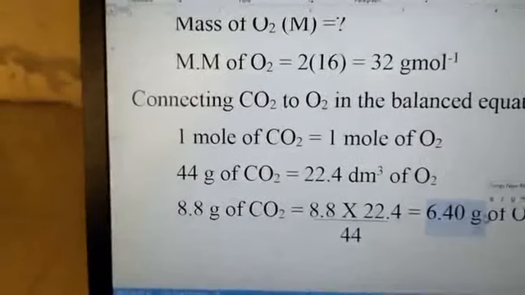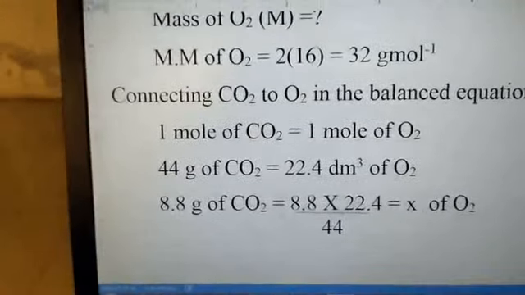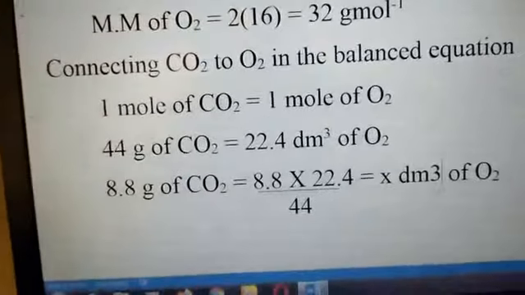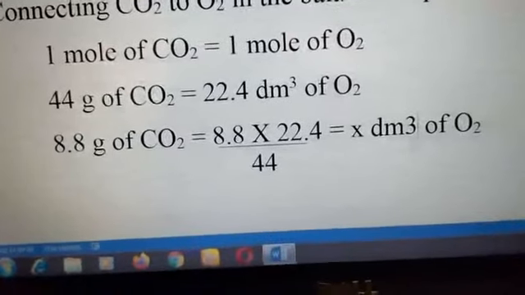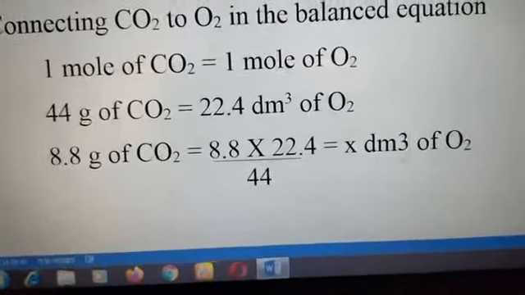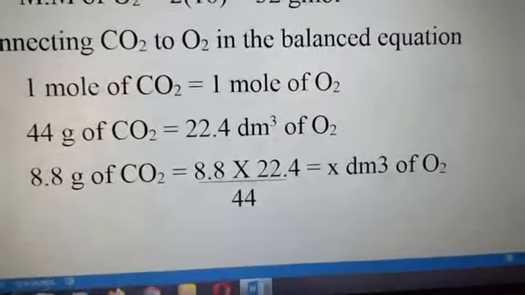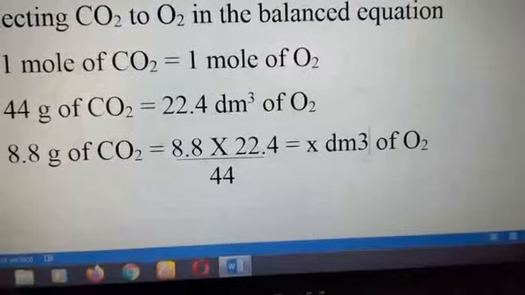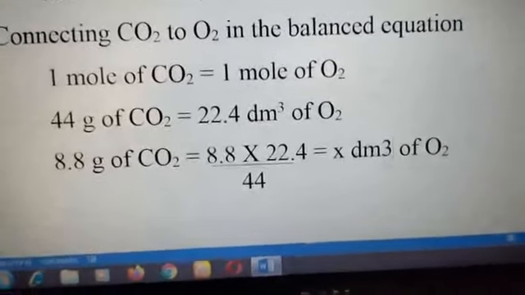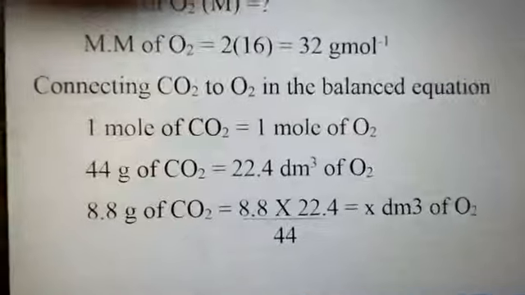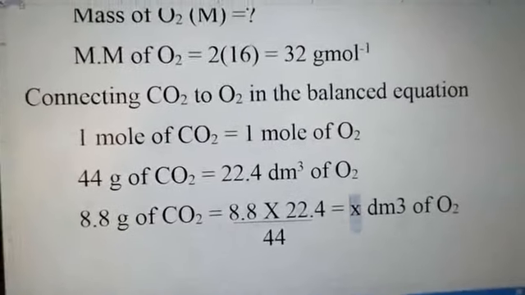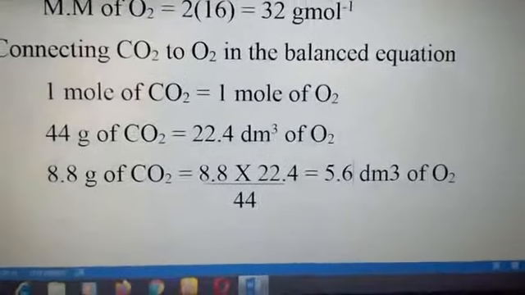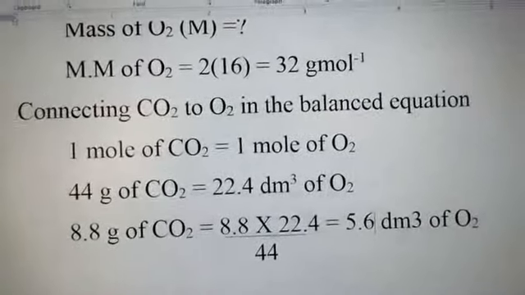Whatever answer you get, let's call the answer S. It will now be S dm cube of oxygen at STP. So when you solve that, you'll now get the volume of oxygen at STP. And that may probably give us around 5.6 dm cube, if I'm not mistaken. 5.6 dm cube of oxygen at STP when this is solved. 5.6 dm cube.